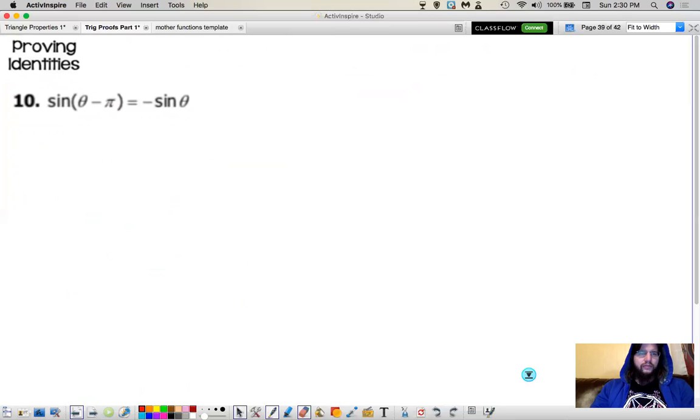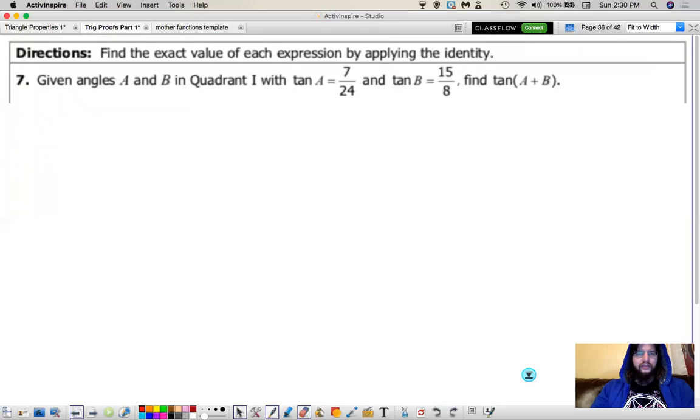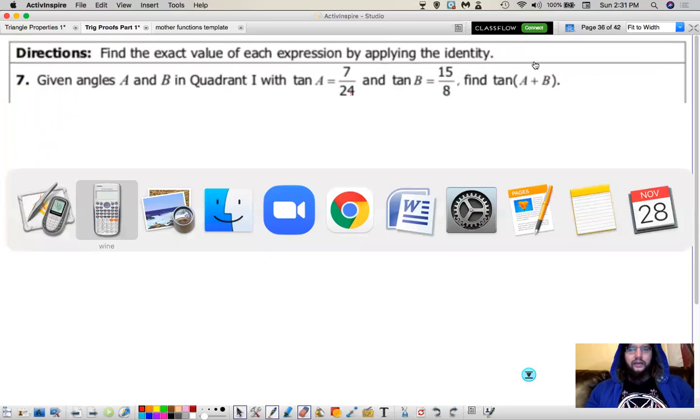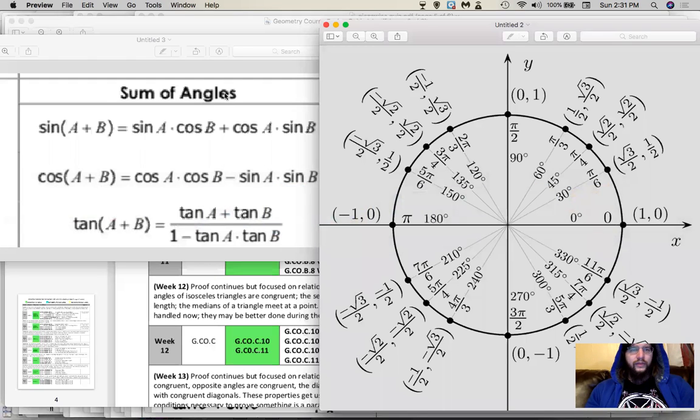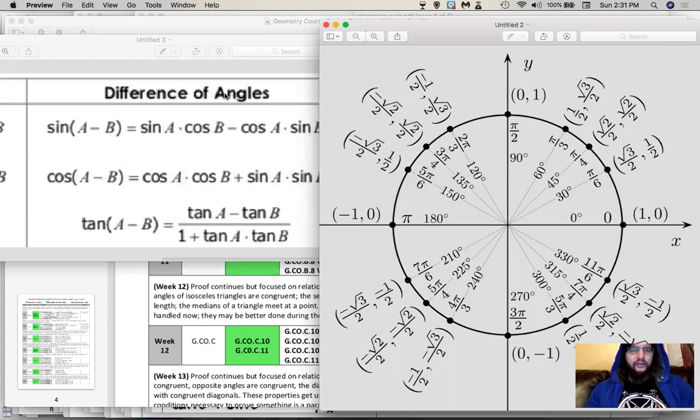All right, I'm going to save the identities for another video. This video is already getting pretty long. All right, we're in quadrant 1, so that tells us everybody's positive. And that tells us how to draw a triangle, because we're going to need to figure out, not for tangent, huh? Let's look at our tangent formula. Tangent of A plus B. For that one, all we need is the tangents, and we already have both of those, so that's easy enough.